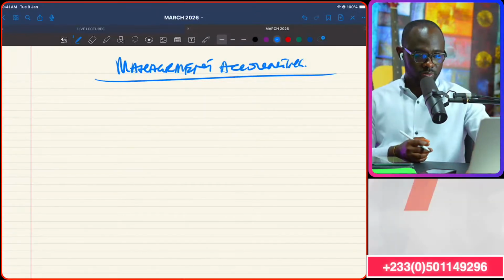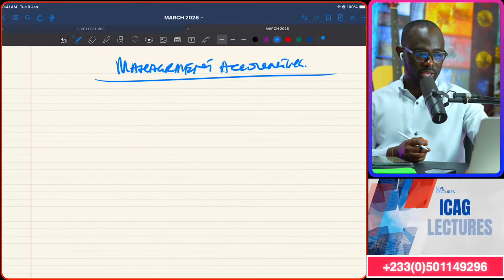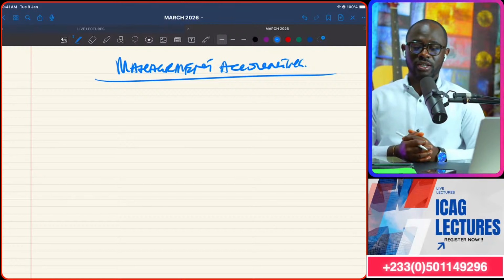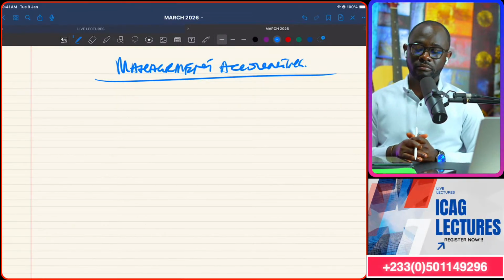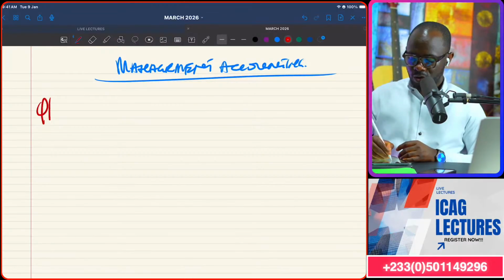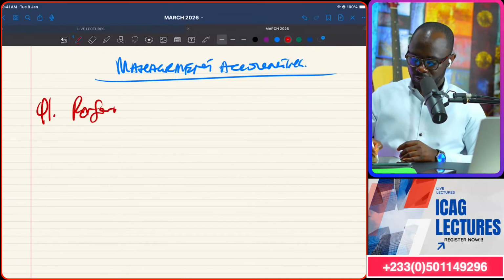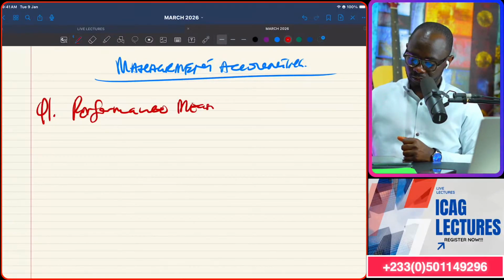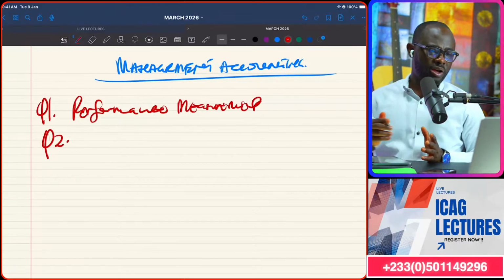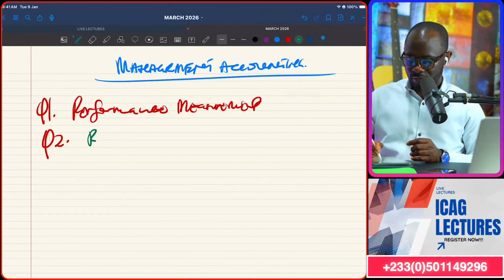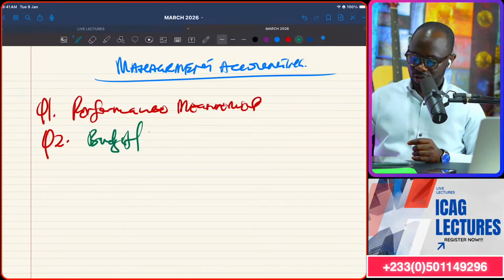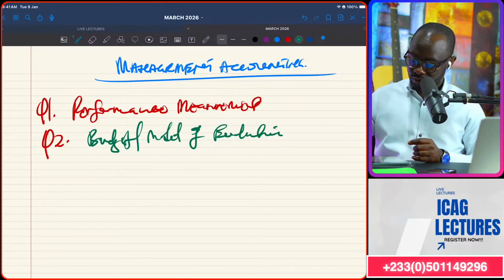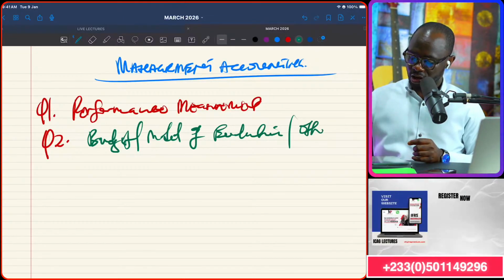As always, we will have 5 questions again on management accounting that we need to be mindful of. Okay? The question 1 is going to be on performance measurement generally. Question 2, depending on how excited the examiner is, it may be a budget, models of evaluation, or some other theory areas.